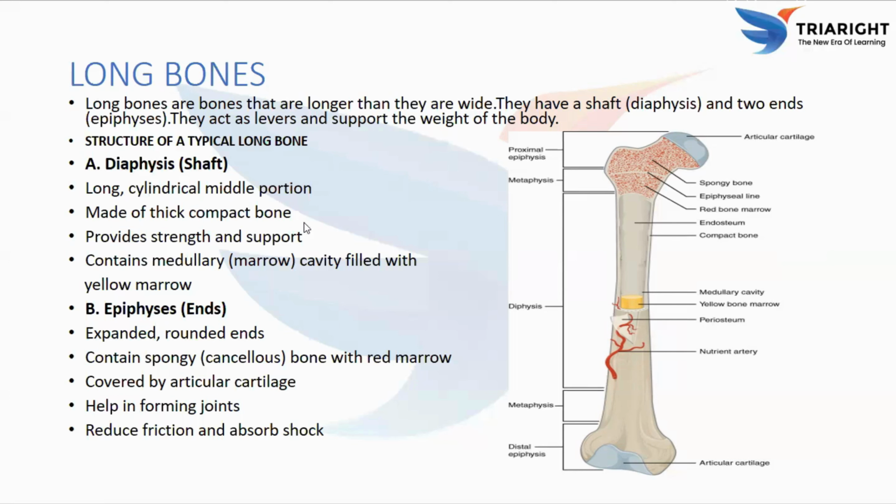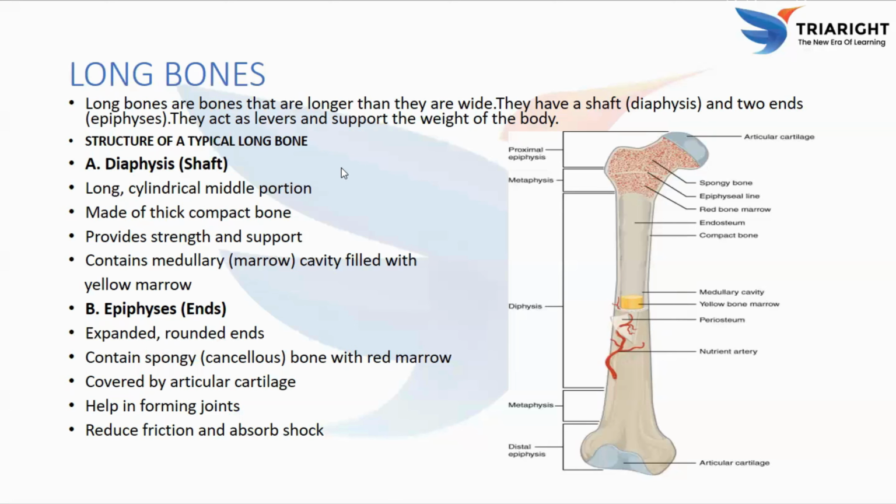So diaphysis is the long middle part of the bone. This is cylindrical in shape, right? You can clearly see in the picture, it is cylindrical in shape. This is made up of thick compact bone which makes it strong. So this also provides strength and support.